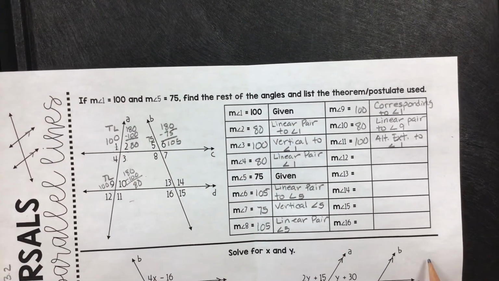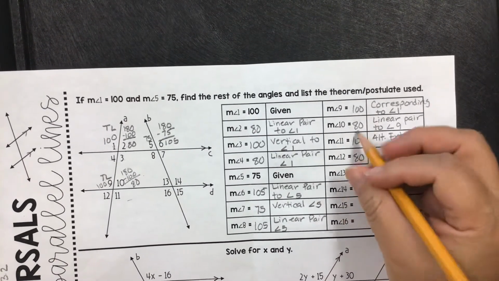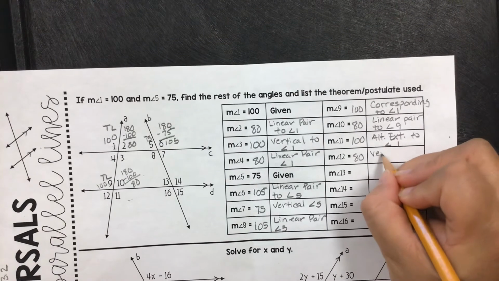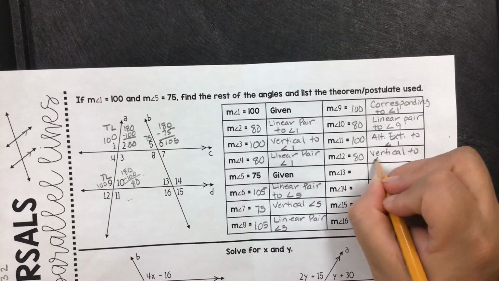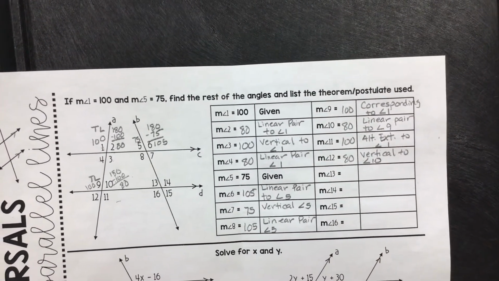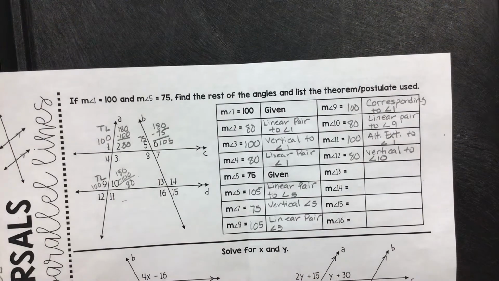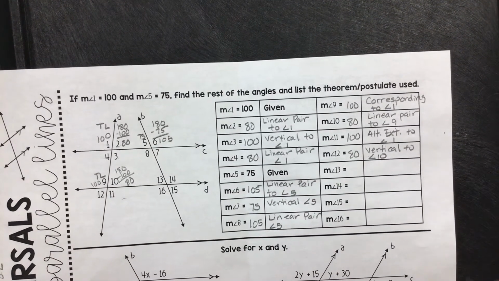12. 12 is 80. And I'm going to say because it's vertical to angle 10. You could also use it, it's a linear pair to angle 9.